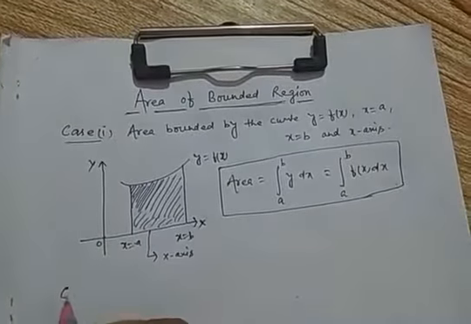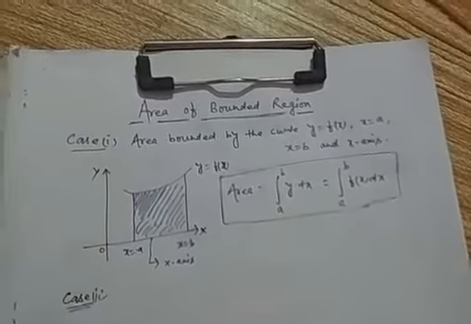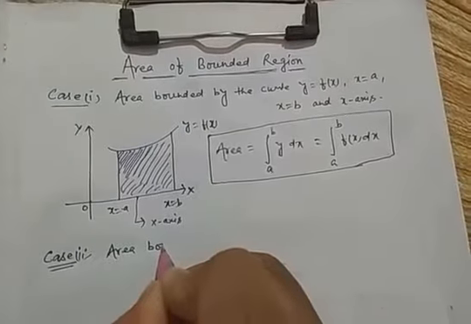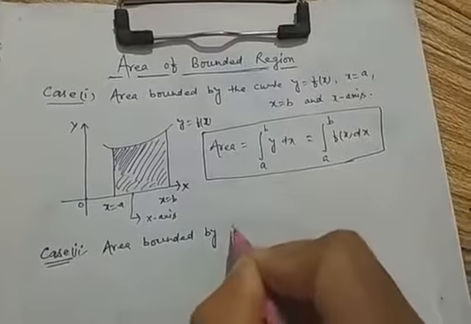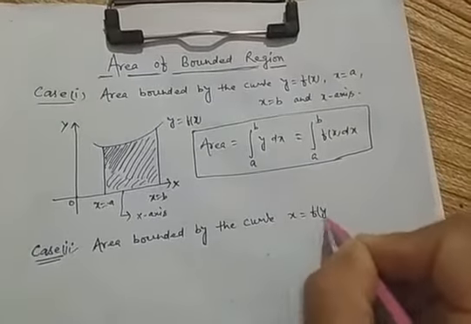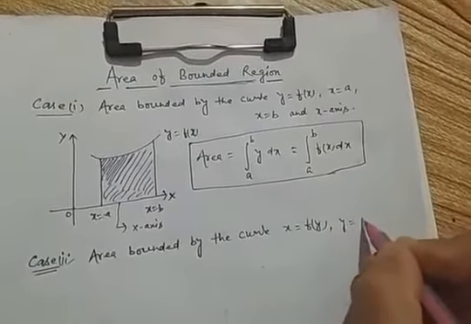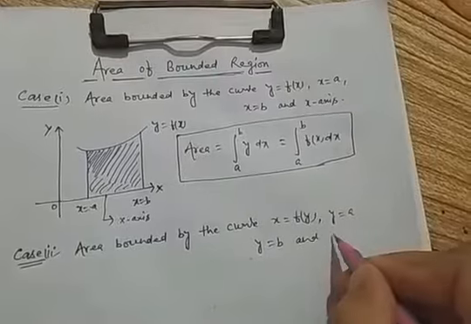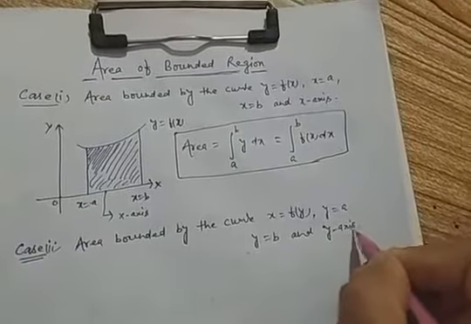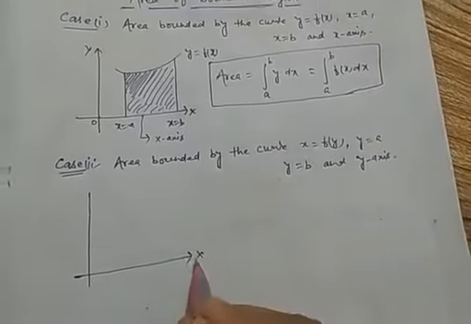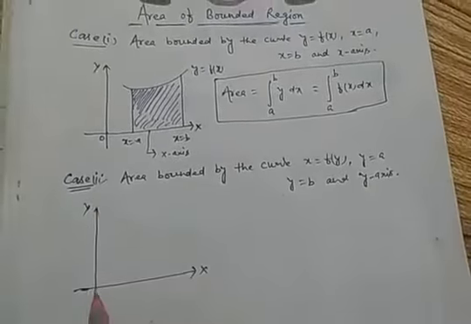Now case 2 is the area bounded by the curve x = f(y), the lines y = a and y = b, and the y-axis. So the graph is here, students: this is the x-axis, the y-axis, and this is the origin.